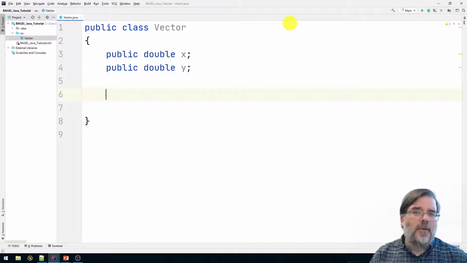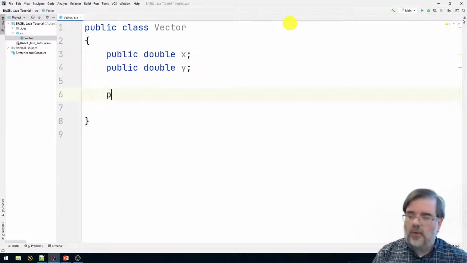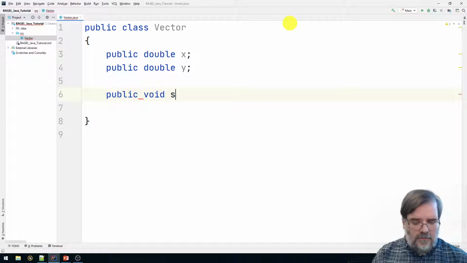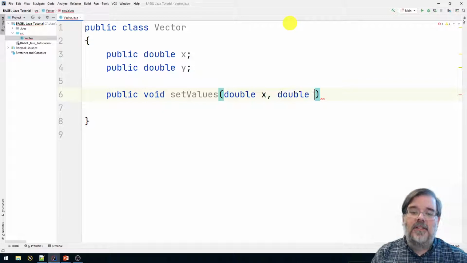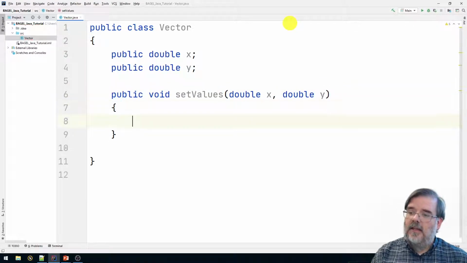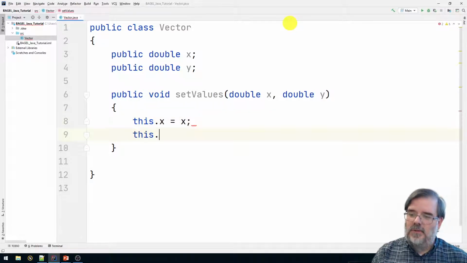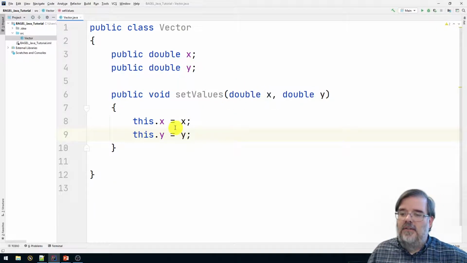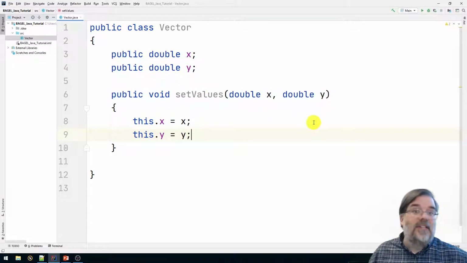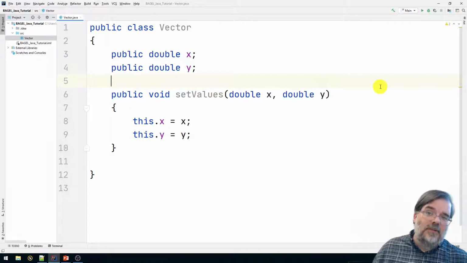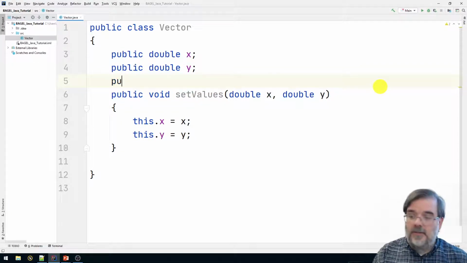But first, I think before we create that, to minimize redundant code, let's create a public void setValues, which takes as inputs double x and double y. And here, I'm going to use this notation to minimize confusion. All right, so it's going to set the x and y belonging to the class to the values of the parameters x and y. And this function will be super useful in the constructors.